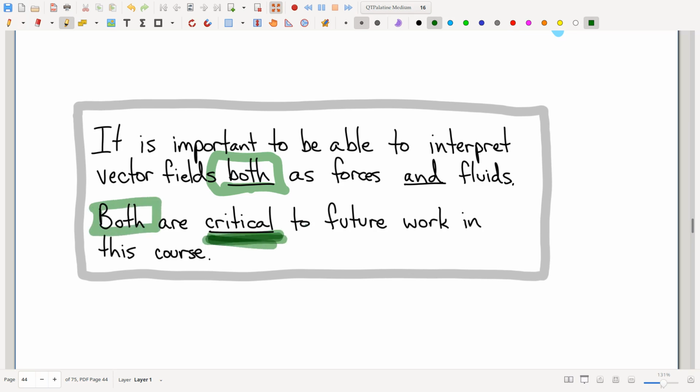There are certain things that we're going to do with vector fields that won't really make much sense at all if you think in terms of forces. There are other things that we're going to do with vector fields that won't make much sense at all if you think in terms of fluids. So do make sure that you think through both. Try to have some reasonable intuition for how each of these, forces and fluids, can be modeled nicely with vector fields. And applications coming up in chapters 6 and 7.